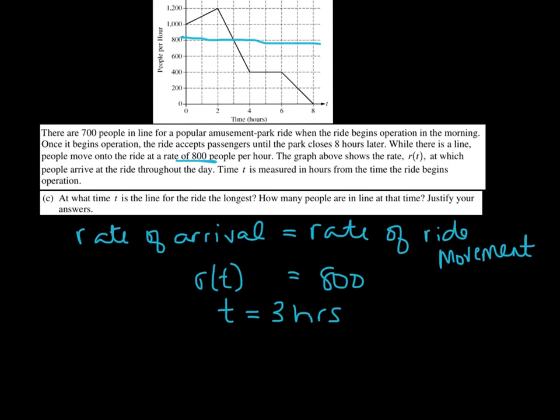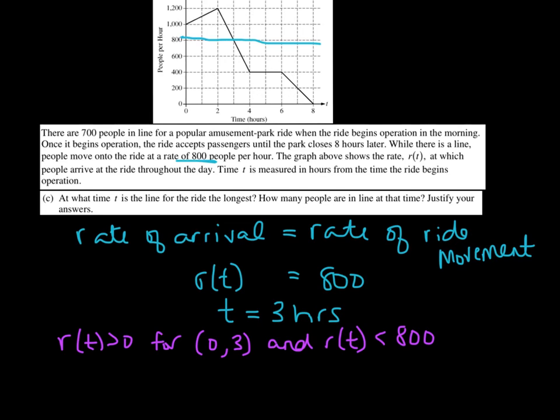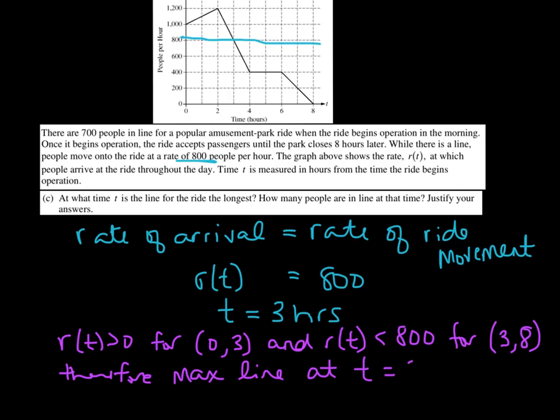So if I wanted to summarize what I just said, I would say that R of T is greater than 800 for T values between 0 and 3, and R of T is less than 800 for T between 3 and 8. Therefore, maximum line at T equals 3. So that answers the first part of the question.